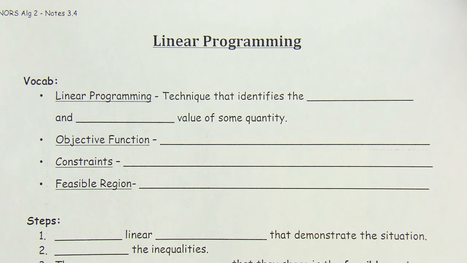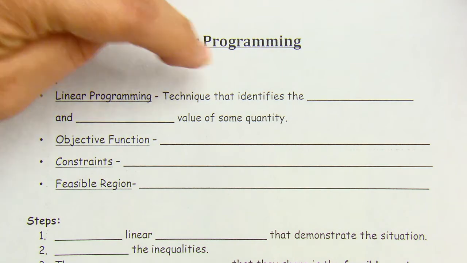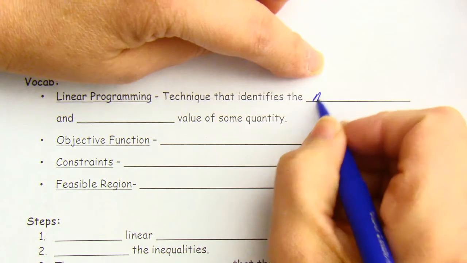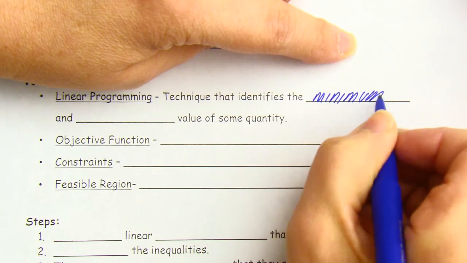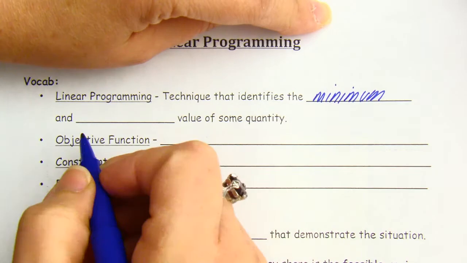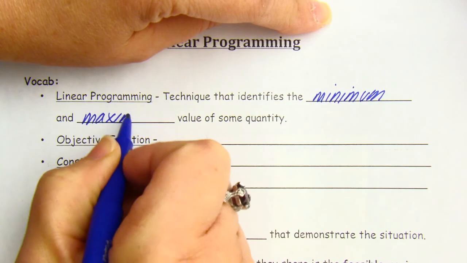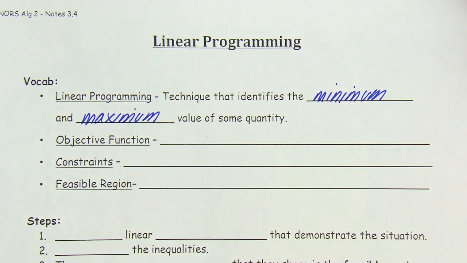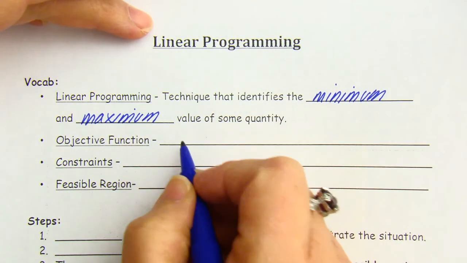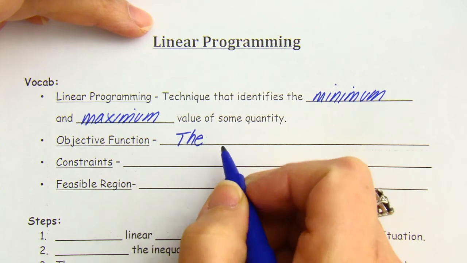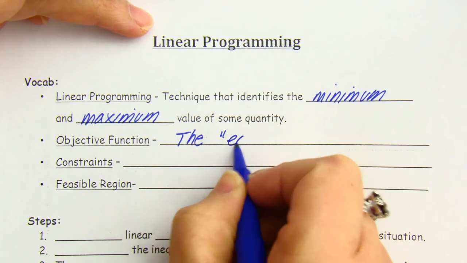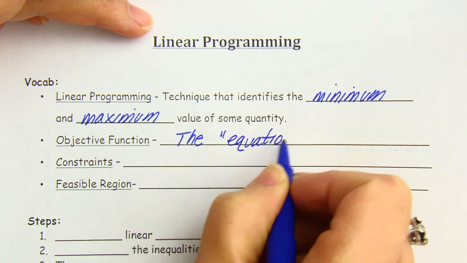So vocabulary first. What is linear programming? It's a technique that identifies the minimum and maximum value of some quantity. You will have an objective function, and that is the equation you build. So the objective function is the equation. Everything else is going to be an inequality. So this one will have the equal sign.